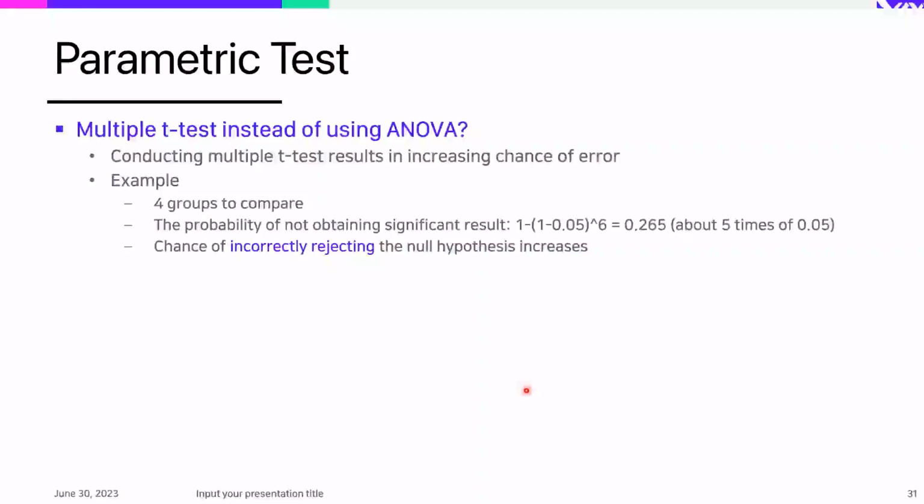So there are 4 groups. Comparing 2 groups at a time will result in 6 comparisons. So the equation will look like this, and it ends up as 0.265, which is about 5 times greater than 0.05. This means that the chance of incorrectly rejecting the null hypothesis increases, meaning that the chance of getting the answer we want increases, but it's not a proper way. So that's why we use ANOVA instead of doing t-tests multiple times.